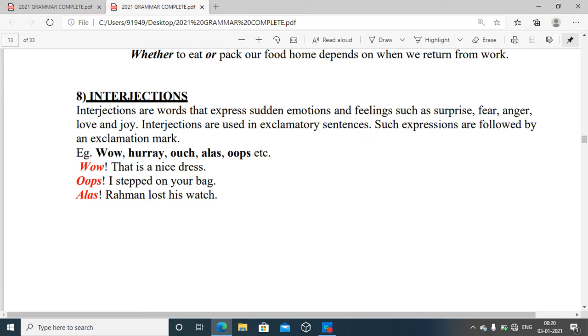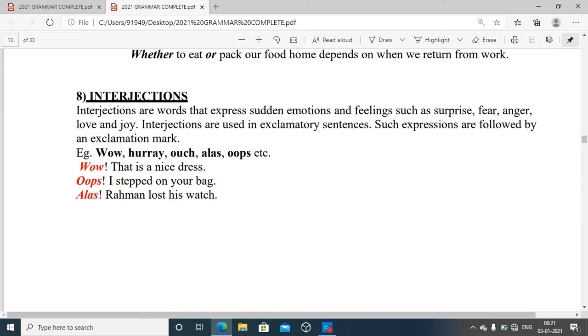No. According to the emotions and feelings, whether positive or negative, some are very negative, some are very positive. We have to choose in between. Wow, that's a nice dress. It mentions a very positive thing, so wow is suitable. Oops, I stepped on your back. It's about causing some difficulty to another person. So you can never say, wow, I stepped on your back. It's wrong. So choosing the suitable interjection, as with any other part of speech, is very important.